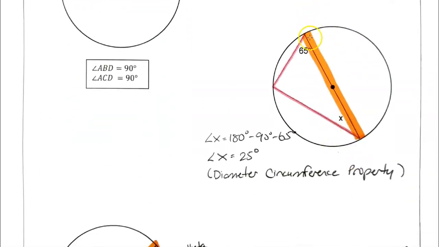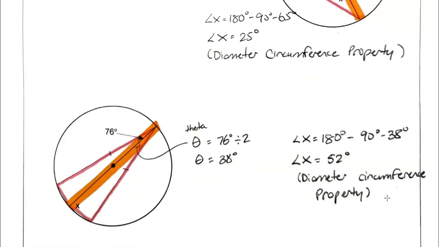So again, here is your diameter. Here are your two chords that touch either side of the diameter and touch the circumference. This is going to be 90 degrees. So if I want to find x, I'm just going to take 180 minus these two, and I'm going to get an answer of 25 degrees and put my reason or my conclusion: diameter circumference property.